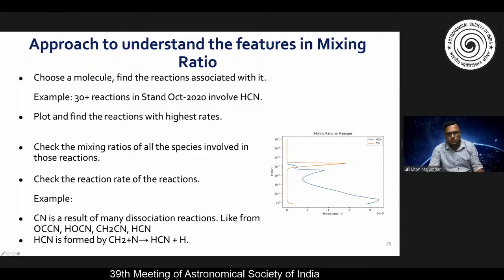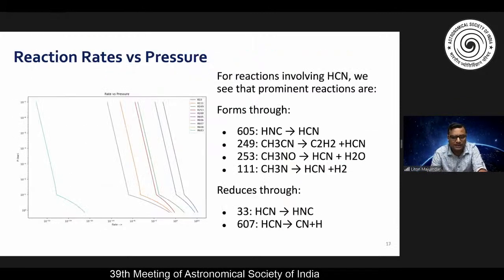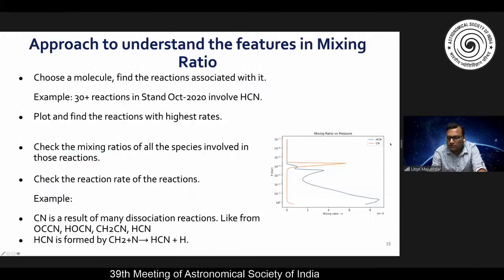We also have the tools to understand how different molecules are formed and destroyed in the atmosphere of this type of exoplanet. As I mentioned here, I have shown the mixing ratio plot for HCN and CN, and we can clearly see a peak of HCN around a pressure of 10⁻⁴. But for CN, the mixing ratio plot is a bit complicated. So why is this happening?